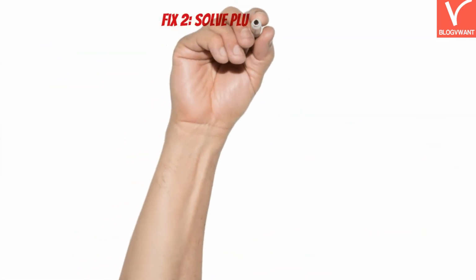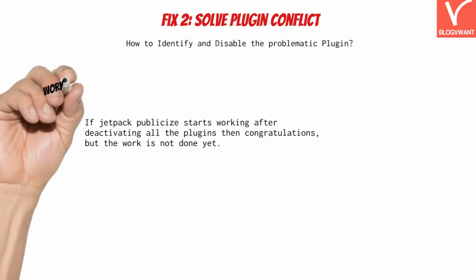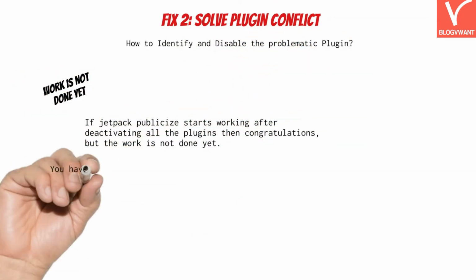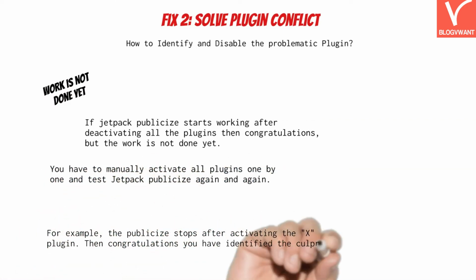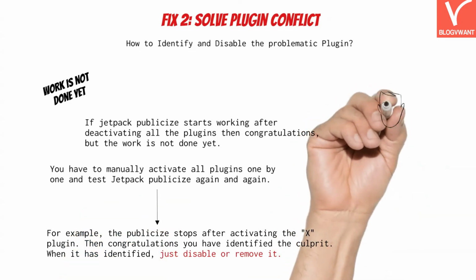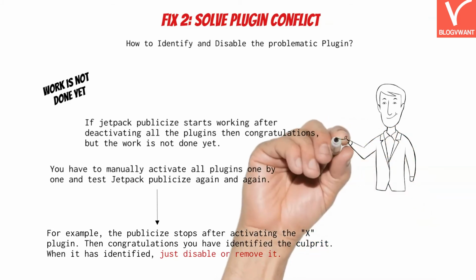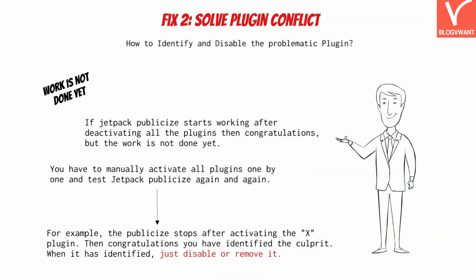If Jetpack Publicize starts working after deactivating all the plugins, then congratulations, but the work is not done yet. You have to manually activate all plugins one by one and test Jetpack Publicize again and again. If, for example, the Publicize stops after activating the X plugin, then congratulations, you have identified the culprit. When it has been identified, just disable or remove it.